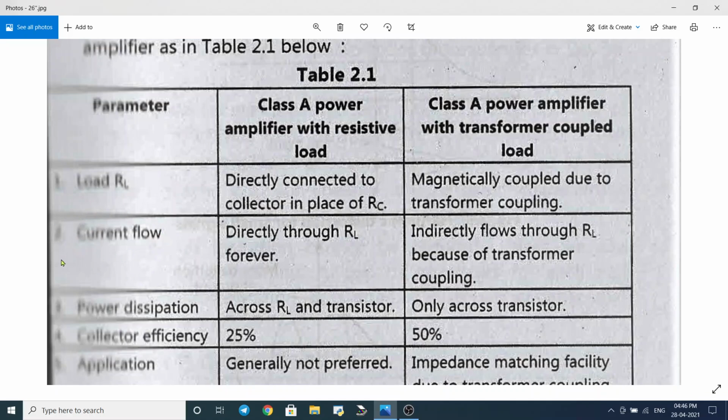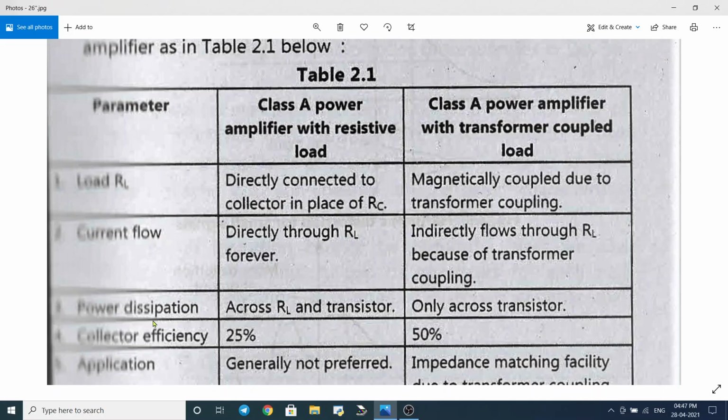The second parameter is current flow. The current flow is directly through RL forever, that is for full cycle of the input signal in case of Class A power amplifier with resistive load, whereas the current flow is indirectly because there is a primary coil and secondary coil. So the coils are magnetically coupled. So the current flows indirectly through load RL because of transformer coupling.